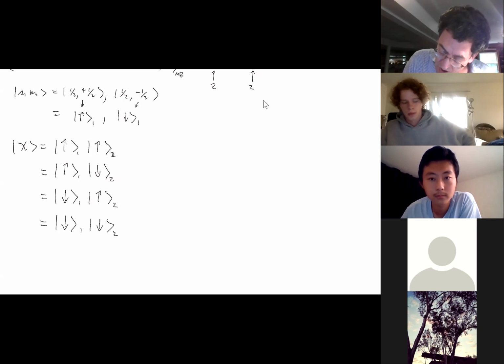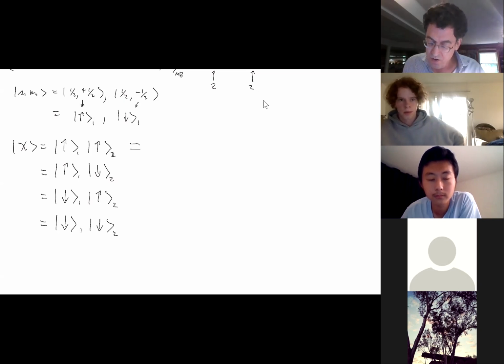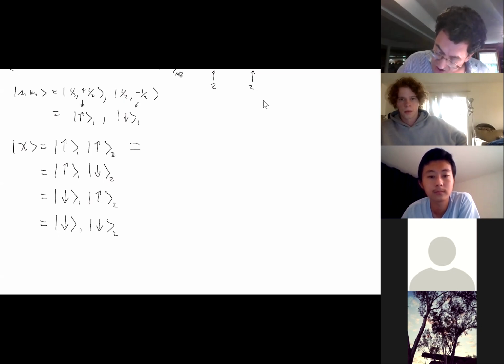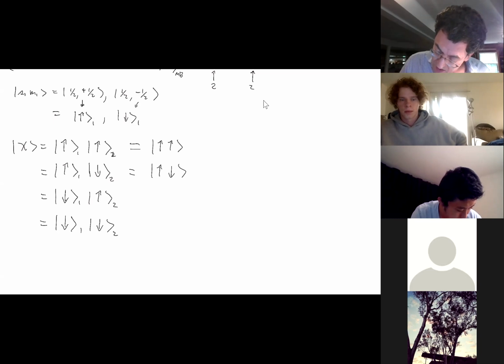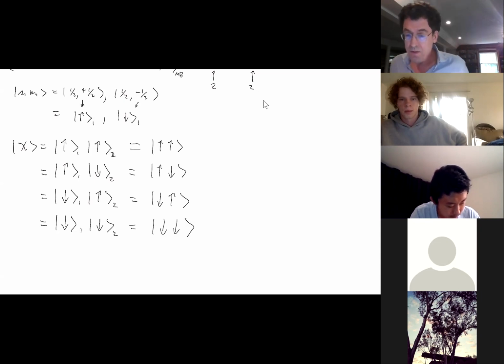But even this is too hard. So we'll use a shorthand. What we'll do is we'll call this state up, up. And we'll call this state up, down. And we'll call this state down, up. And we'll call this state down, down. Now, this is real. People really use this notation. So this is an important notation.